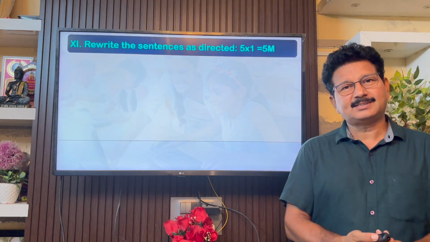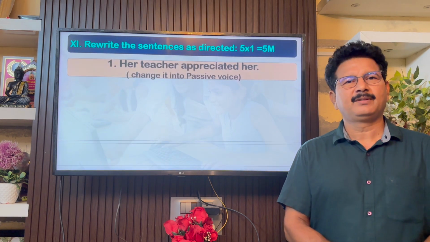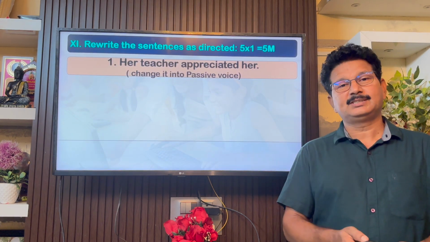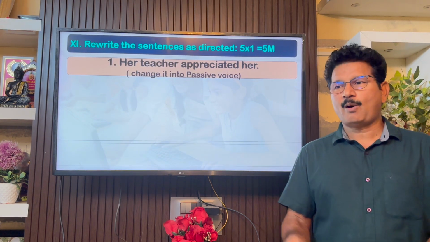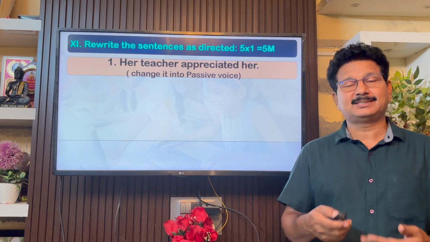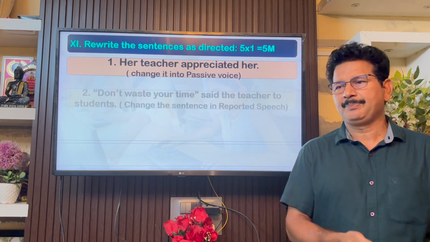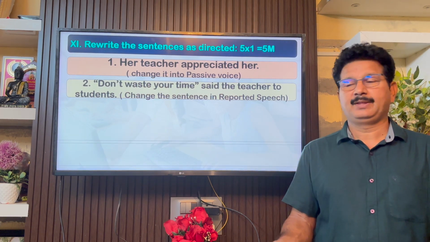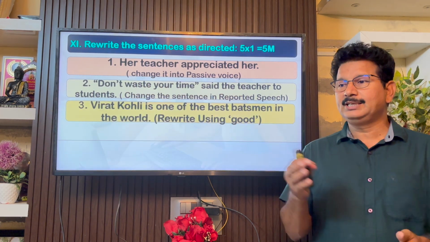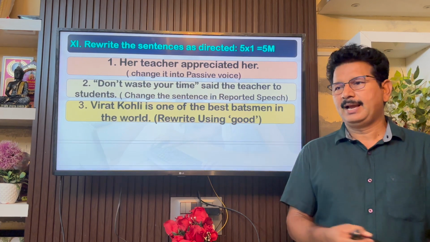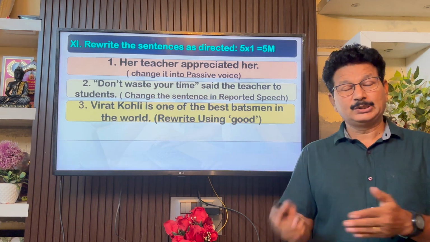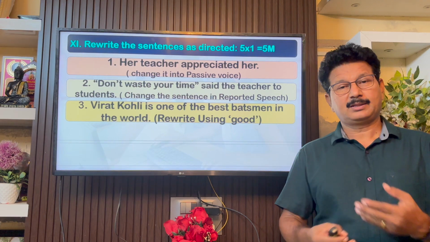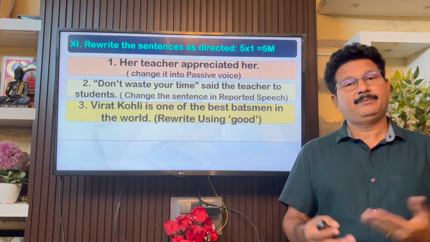So now rewrite the sentences as directed. And here we have 5 different questions. The first one is passive voice and obviously you will get it from simple past tense. Many times we have seen that. And the second one is "Don't waste your time." It's a reported speech. And the third one, "Virat Kohli is one of the best batsmen in the world." And it's all about rewriting using good or, like they will say, something comparative degree.